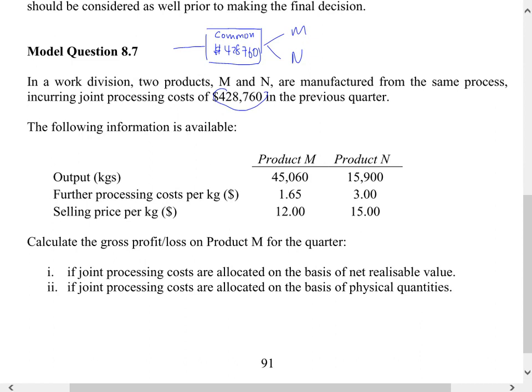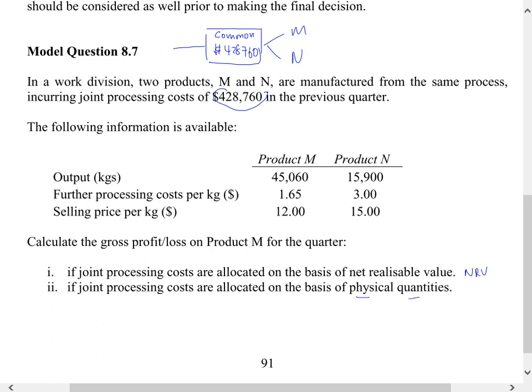So what do we do with this 428,760? We're going to allocate it using two methods, right? One is based on physical unit, one is based on sales value. The following information is available. Output is 45,060 kg and 15,900 kg. Further processing and selling price. Calculate the GP or loss for product M only on the basis of 1, NRV, and number 2, physical quantity.